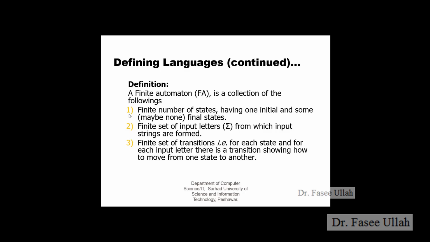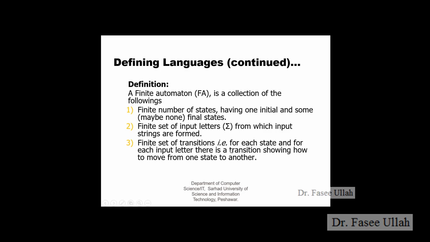Second point, we have a finite set of input letters. Like in the regular expression you have seen, for example, A, B, C, and so on. These are called the input letters. It will travel you from state 1 to state 2 and so on, right? Then we have a finite set of transitions. Like I said before, if you want to go from point A to point B, you have to give some name, some label, some tag. This is called the transition.